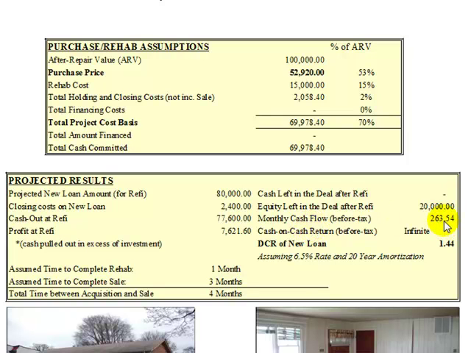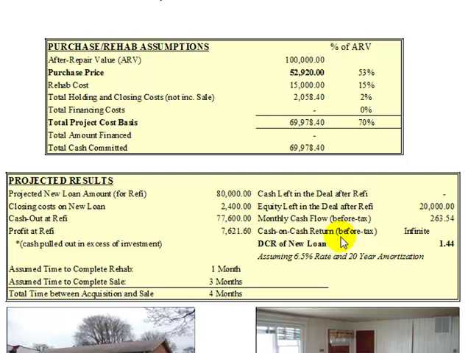And then your buyer's cash flow from then on pre-tax will be $263 a month. Infinite cash and cash return. And here, by showing him that the DCR of the new loan will be 1.44, you're showing him that that's actually a realistic loan assumption, assuming a 6.5 rate and 20-year amortization. And if you're a rehabber yourself, you can send this property to your lender as part of your property package.